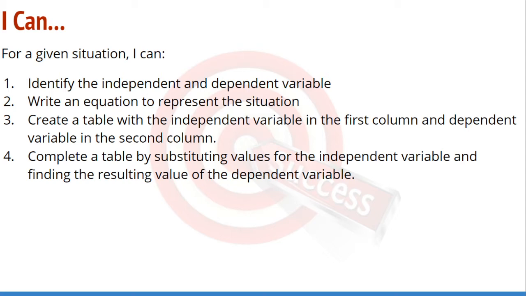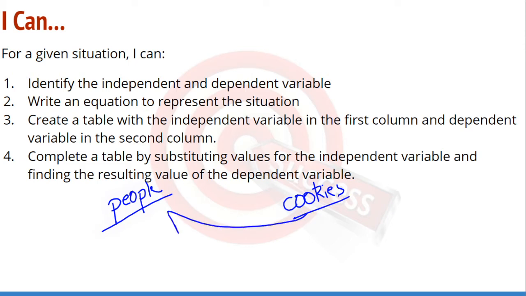For example, if I were trying to decide how many cookies to buy for a party, I would say, well, that depends on how many people are going to come. So the number of people coming is an independent variable. That will change, and it will tell me how many cookies I need to buy. The number of cookies depends on the number of people. Cookies is a dependent variable.